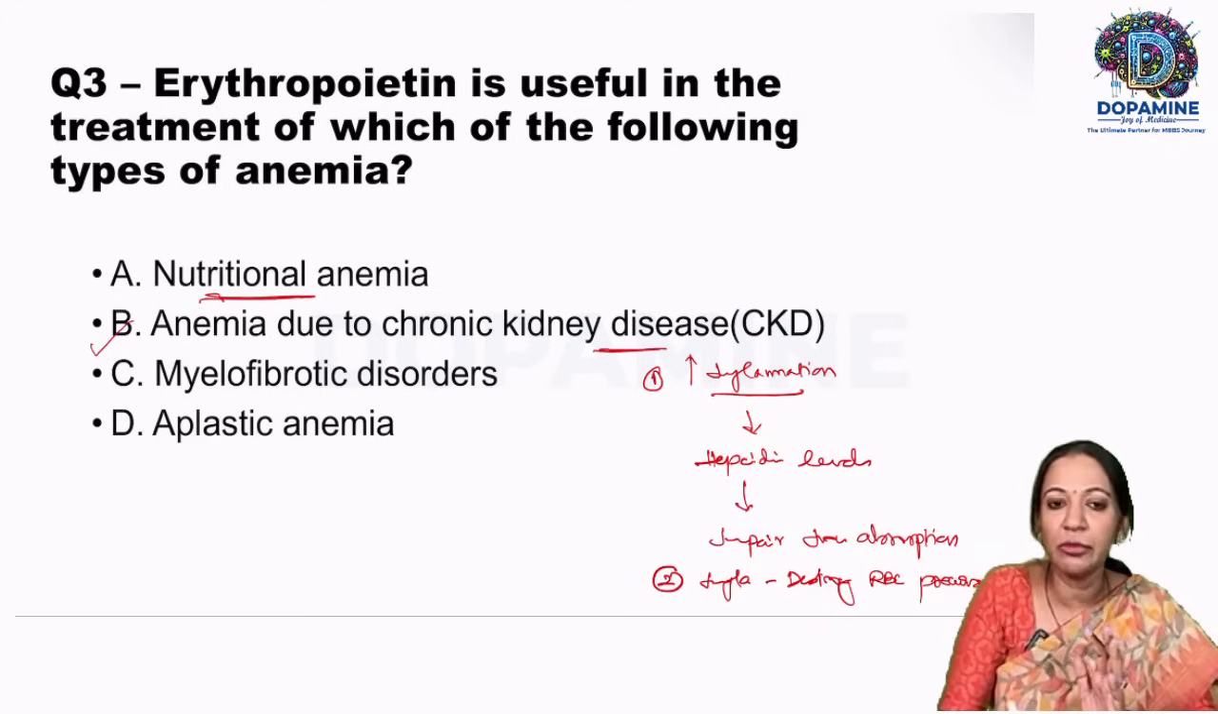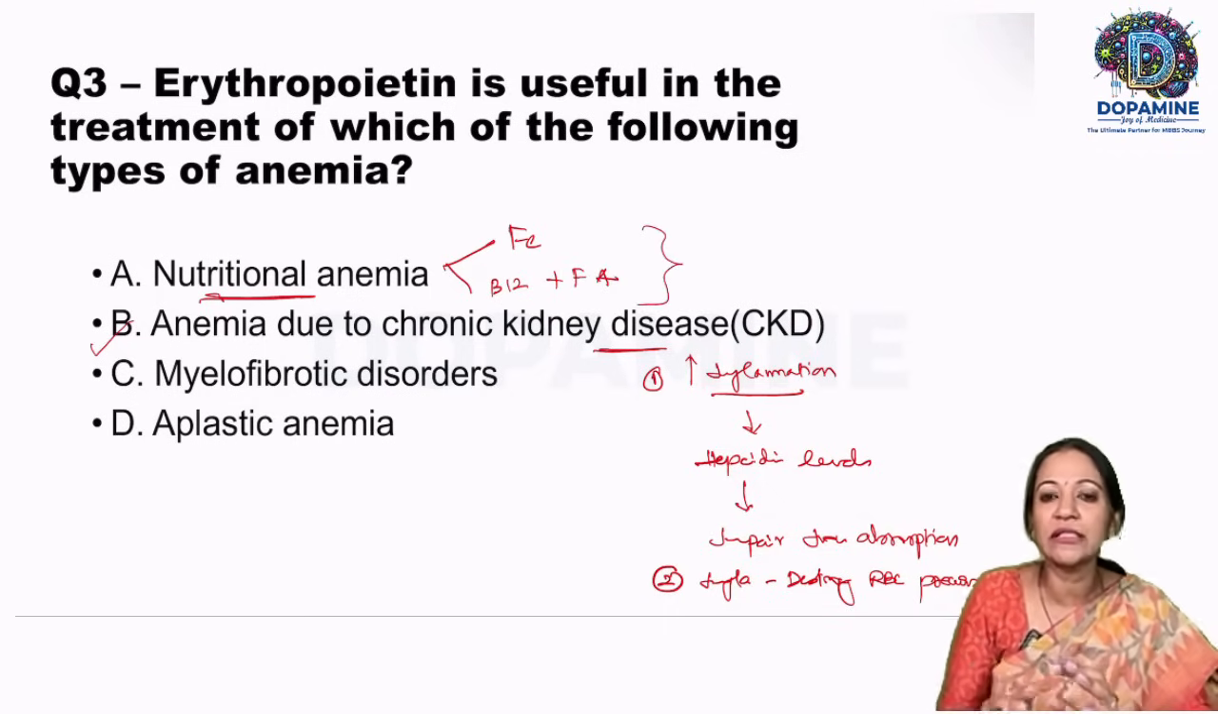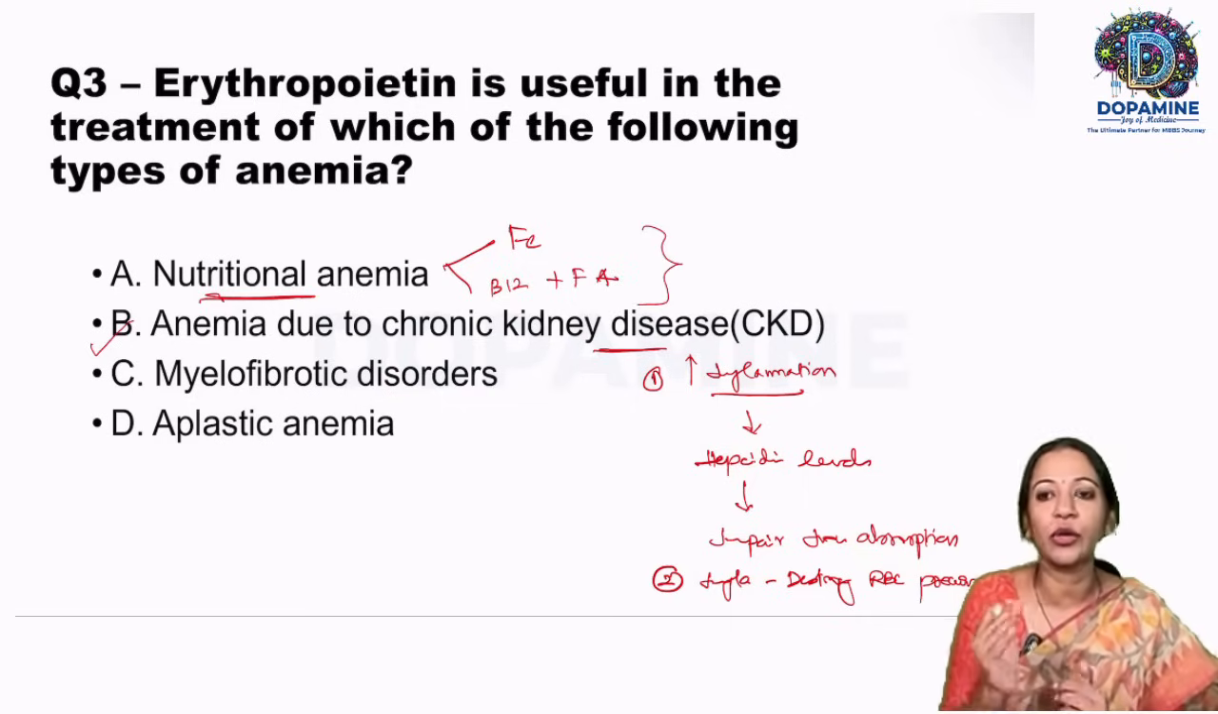Whereas in nutritional anemia, we have two types: one is iron deficiency, the other is B12 and folic acid deficiency. In B12 and folic acid deficiency, the erythroid precursors are not maturing. There is ineffective erythropoiesis and dyserythropoiesis. So obviously, even if you give erythropoietin, it is not going to help because in these people erythropoietin levels will already be high. Similarly, in iron deficiency anemia, the problem is with hemoglobin synthesis, so these people are also not going to respond to erythropoietin.